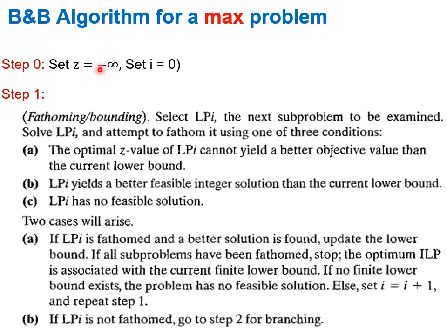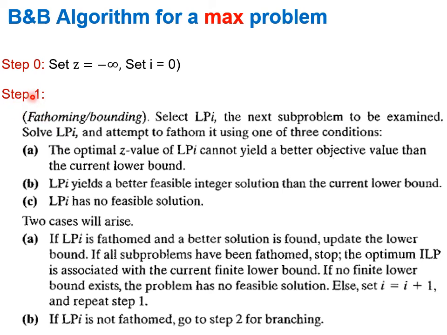What does it mean? When you start solving a maximization problem, initially you don't know any integer feasible solution. You don't have this solution. So you start with the worst possible solution. For a maximization problem, the worst possible objective function value is minus infinity. We start from this one, and during the branch and bound tree, when we find new integer solutions, we update this. And this is the iteration counter I, we set it equal to 0.